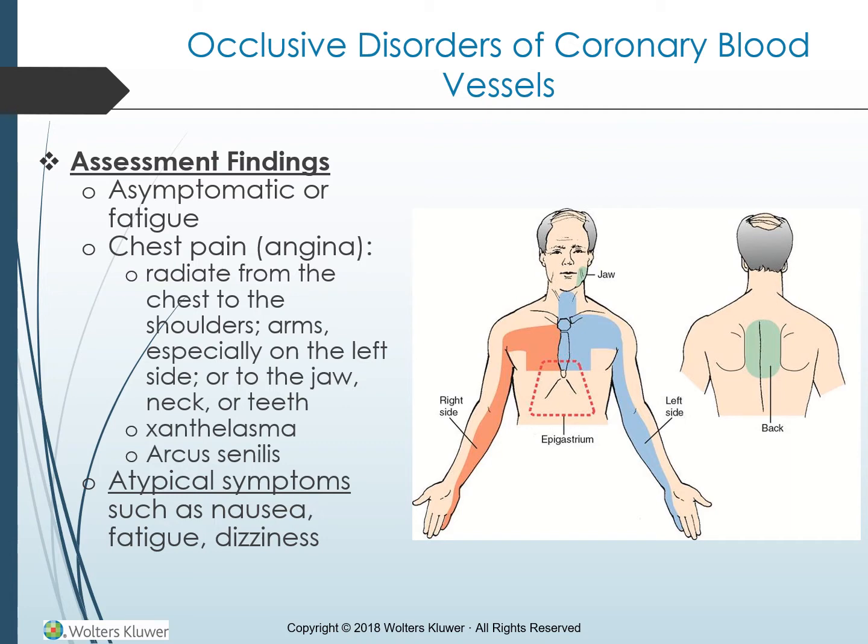The pain may radiate to the shoulders and arms, especially on the left side, or to the jaw, neck, or teeth. Some clients, especially women, experience more atypical symptoms such as nausea, fatigue, and dizziness, which are often overlooked as significant for heart disease and consequently go misdiagnosed. Some describe discomfort other than pain, such as indigestion or a burning, squeezing, or crushing tightness in the upper chest or throat.